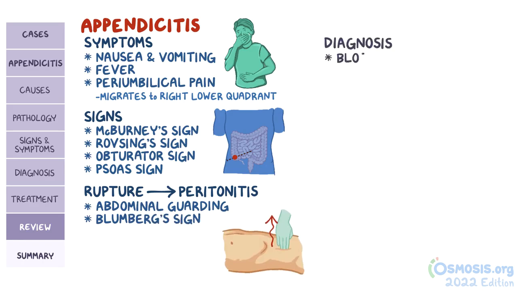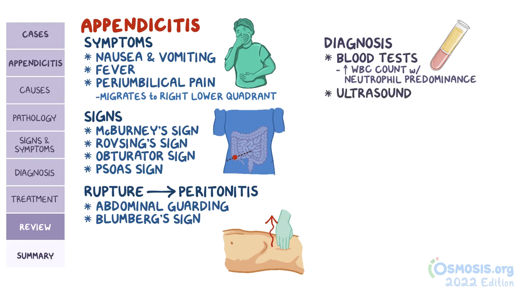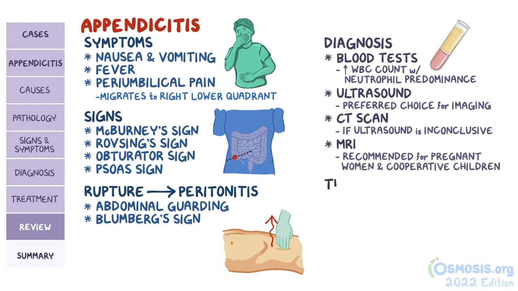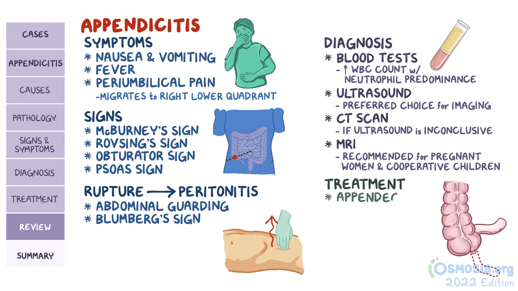Diagnosis includes blood tests. Typically, there's an elevated white blood cell count with a neutrophil predominance. Ultrasound is the preferred choice for imaging, while a CT scan is done as a follow-up if the ultrasound is inconclusive. MRI is recommended over a CT scan in pregnant women and children who can cooperate. Treatment usually consists of appendectomy.